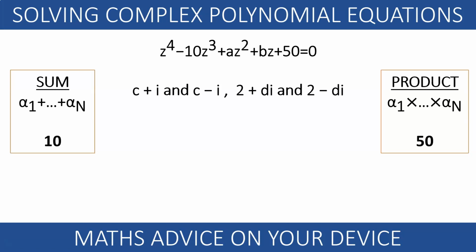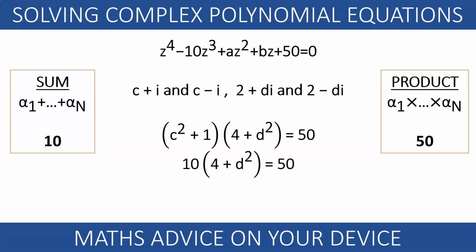Multiplying c plus i times c minus i leads to c squared minus i squared. Remember that when we square the imaginary unit, we get minus 1, so c squared minus i squared is c squared plus 1. Similarly, multiplying 2 plus di times 2 minus di leads to 4 plus d squared. The expression for the product is c squared plus 1 times 4 plus d squared, which equals 50.